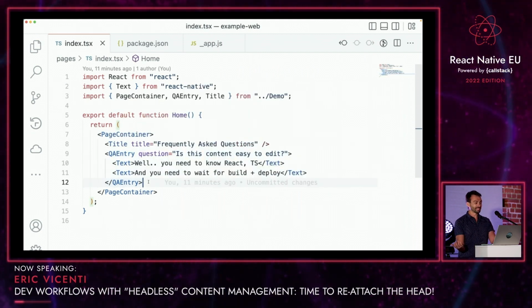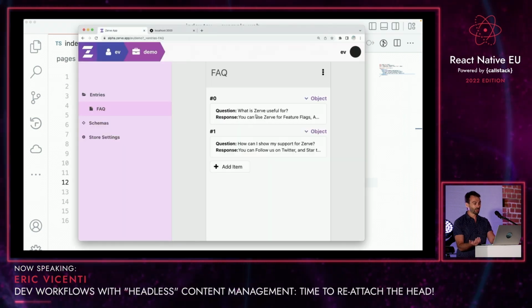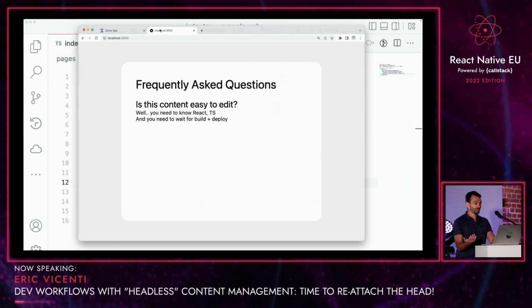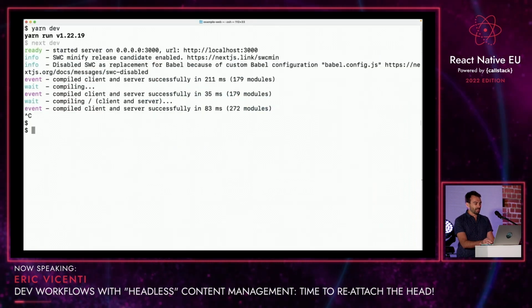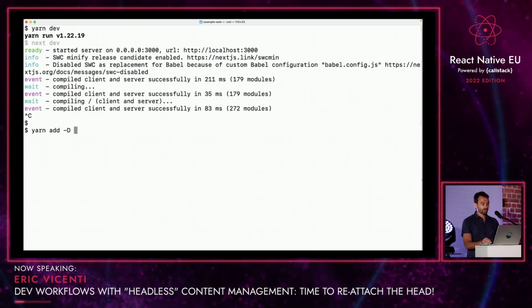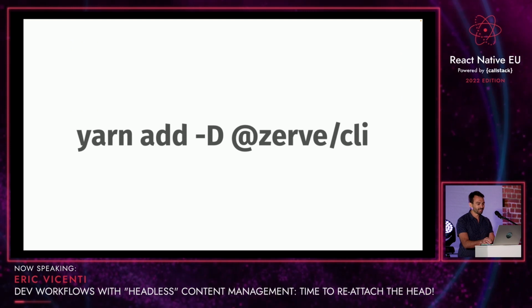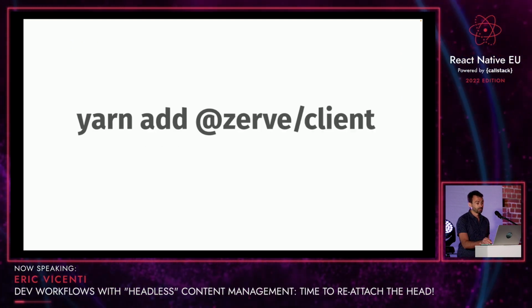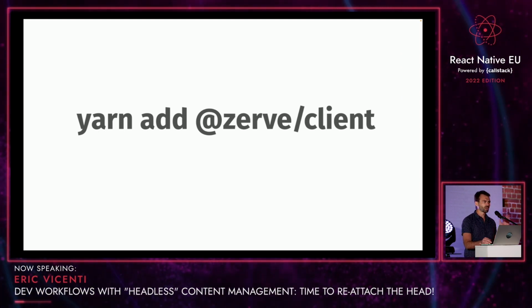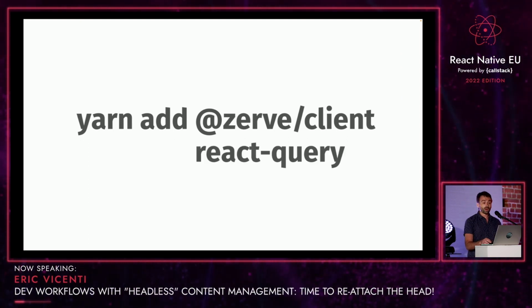So how easy is it to deploy this content? Well, you need to know how to use React, and you need to be able to deploy your application. But we want it to be the data from our CMS. So let's go ahead and start by installing the Zerv CLI. And we're going to install all of our dependencies here. We're going to get the Zerv CLI, and while we're at it, we're also going to get the Zerv client, which is going to be the runtime client. And the runtime client is a very thin library. So we're also going to go and install React Query, which is powering the client right now.